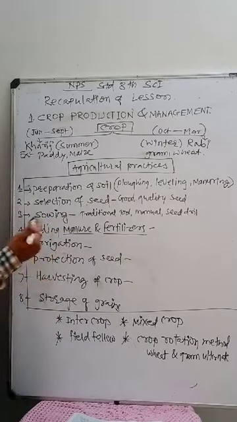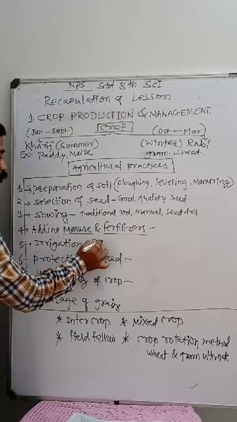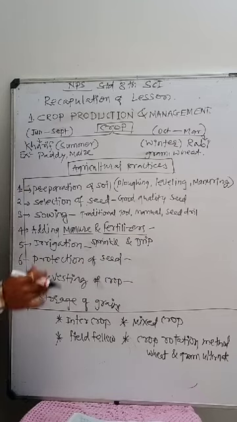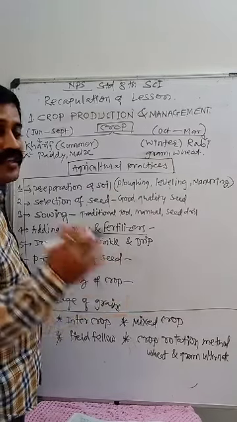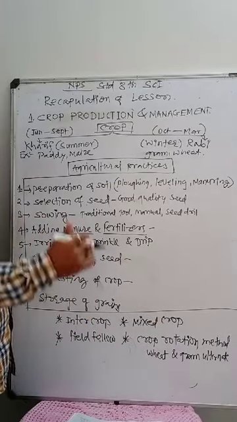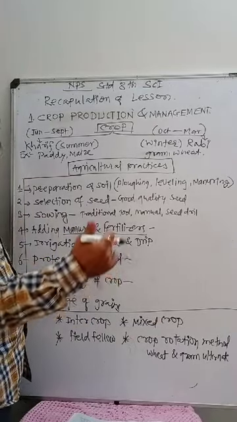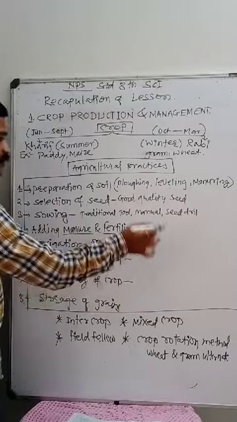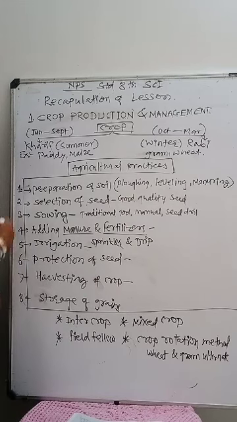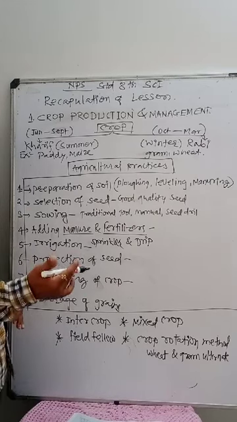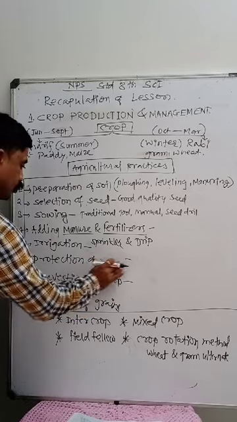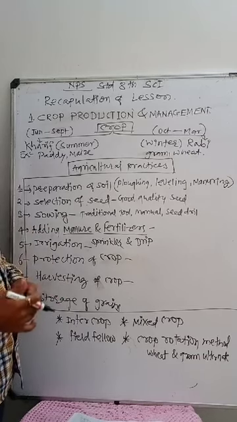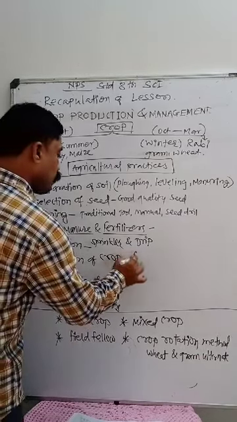The next one is irrigation. Irrigation can be defined as the supply of water to the crop at regular intervals. There is sprinkler irrigation and drip irrigation. Then after irrigation, there is protection of the crop from weeds. Protection of crop from weeds.